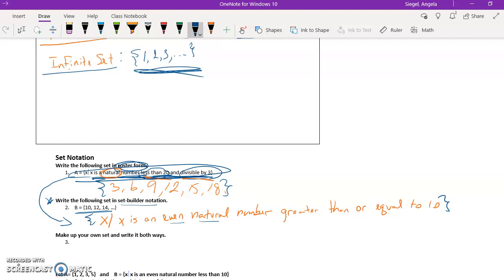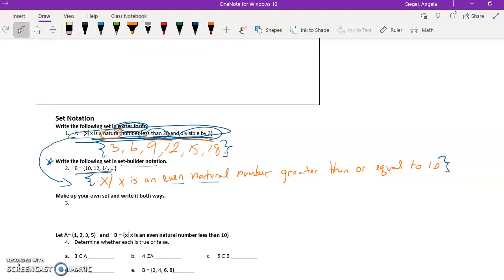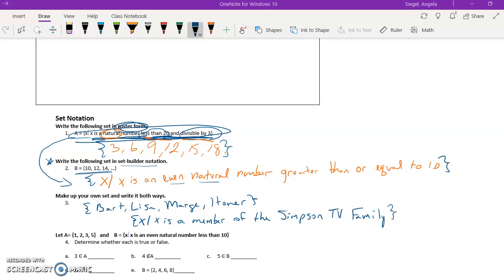So what I want you to do is make up your own set and write it in both roster notation and set builder notation. Okay, so I got away from the math on my example. I was just thinking about the first thing that came to my mind, which is the Simpsons show. So we have Bart, Lisa, Marge, and Homer in roster form. And I have in set builder notation, x is a member of the Simpson TV family. Oh, and there's a baby too. I forgot the baby. Please forgive me.